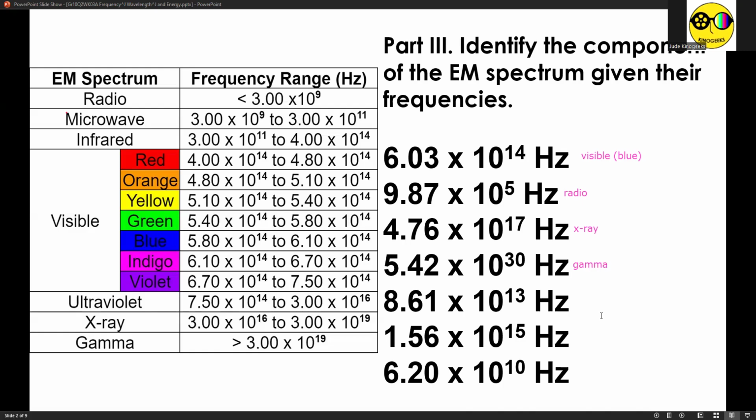Number 5, 8.61 times 10 raised to positive 13 hertz. Again, another indirect exponent, but the exponent 13 is found between the exponents 11 to 14, which means it belongs under infrared. All right, second to the last, 1.56 times 10 raised to positive 15 hertz. Another indirect exponent, but it can be found between exponents 14 to 16, which is ultraviolet.